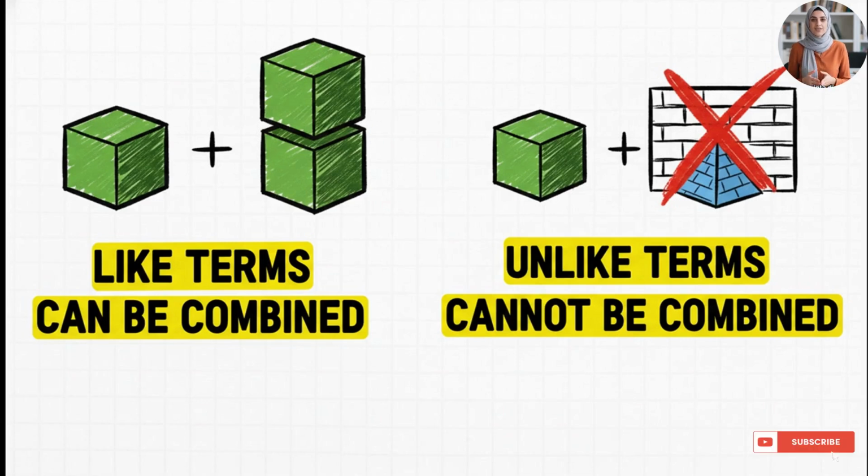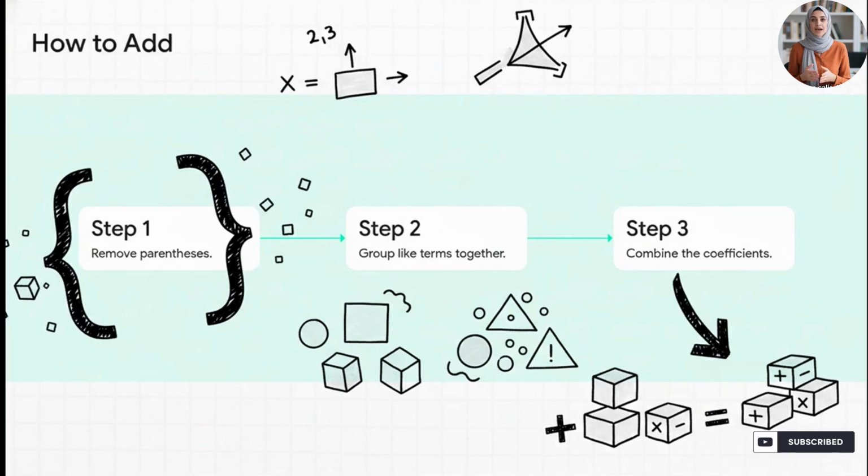You can add an x squared to another x squared, no problem. But you can't add an x squared to an x cubed. They're not the same thing. Adding is pretty straightforward, actually. You just drop the parentheses, then you gather up all your like terms, put all the x squareds together, all the x's together, all the plain numbers together, and then you just combine their coefficients. It's just like sorting and counting different kinds of algebraic blocks.